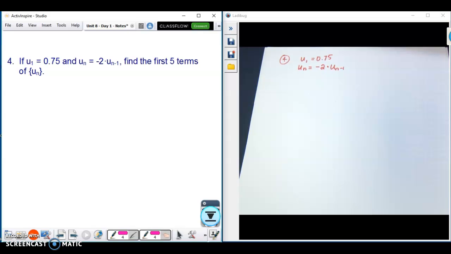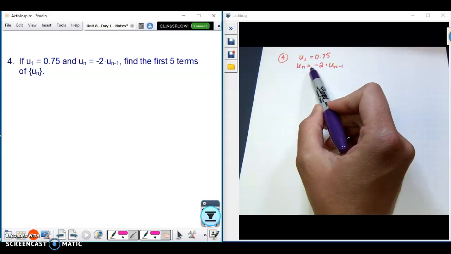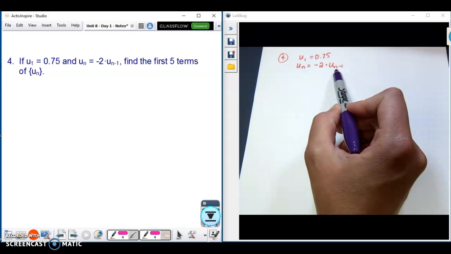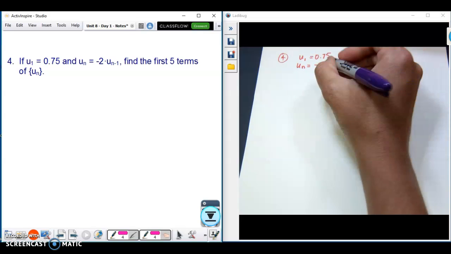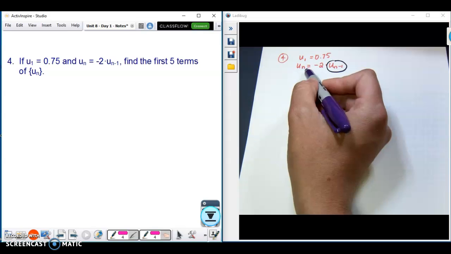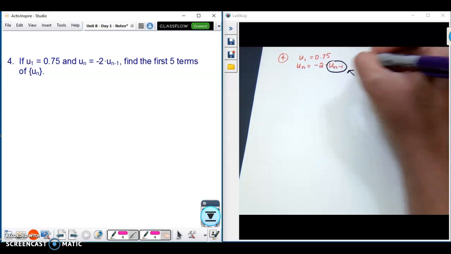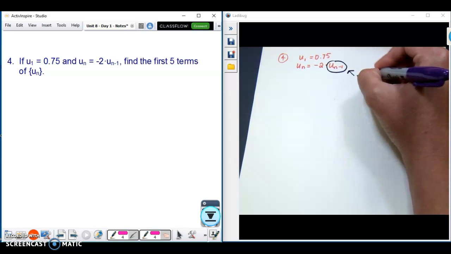So looking at number 4, they tell us that u sub 1 is 0.75 and u sub n is negative 2 times u sub n minus 1. So let's think about this u sub n minus 1 before we get started. If this is u sub n and this is u sub n minus 1, that means this has to be the term before. So this right here just means your previous term.